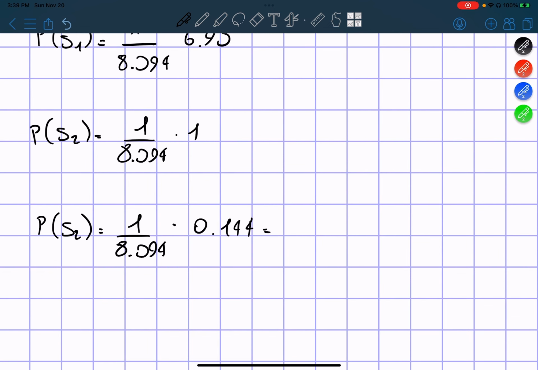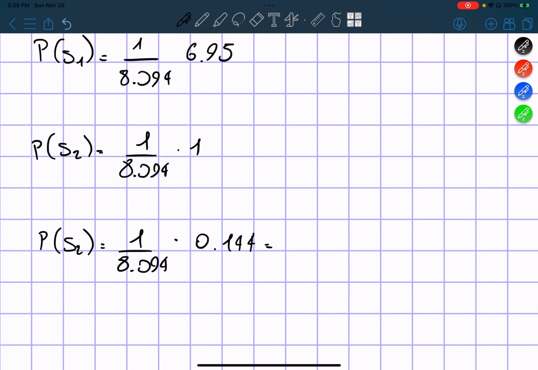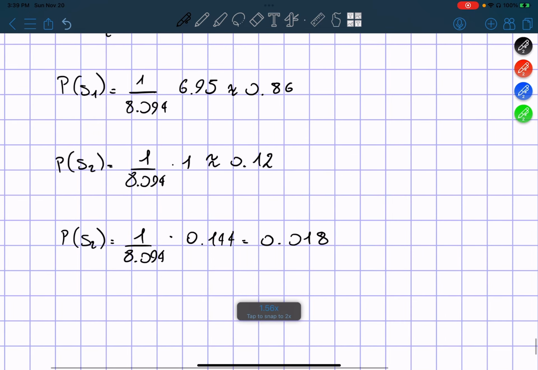So here we have, for the first one, about 0.86, the second one about 0.12, and then the third one we have 0.018. So these are our three probabilities.